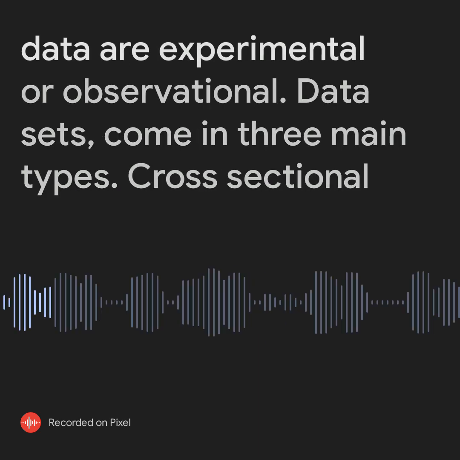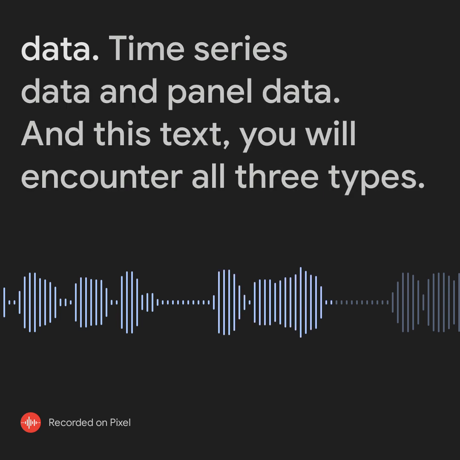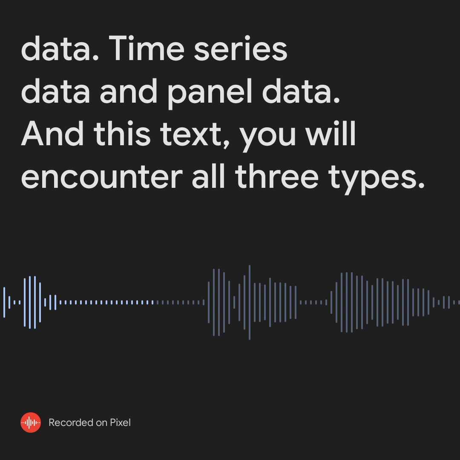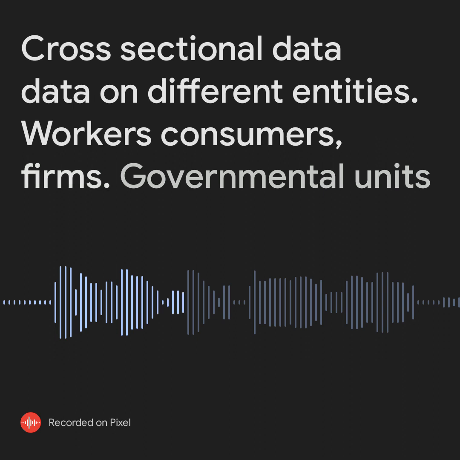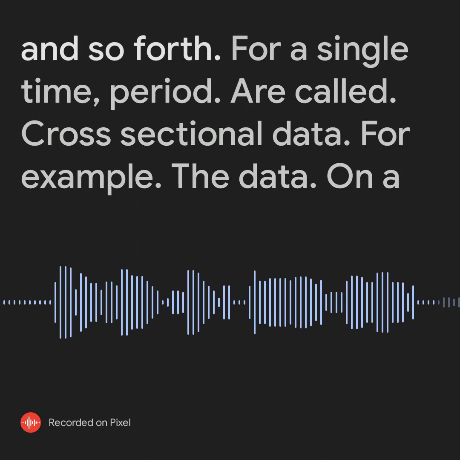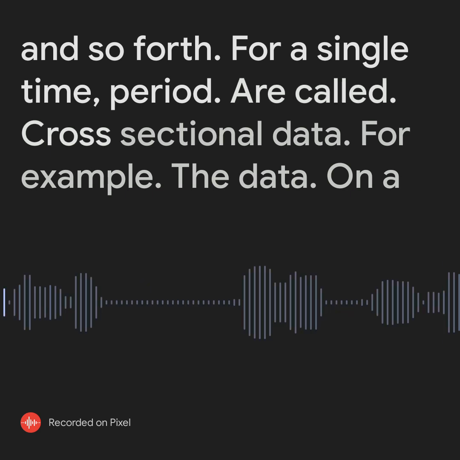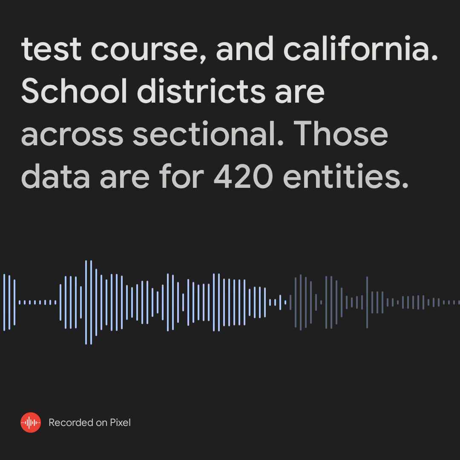Whether the data are experimental or observational, data sets come in three main types: cross-sectional data, time series data, and panel data. In this text, you will encounter all three types. Cross-sectional data, data on different entities (workers, consumers, firms, governmental units, and so forth) for a single time period, are called cross-sectional data. For example, the data on test scores in California school districts are cross-sectional.